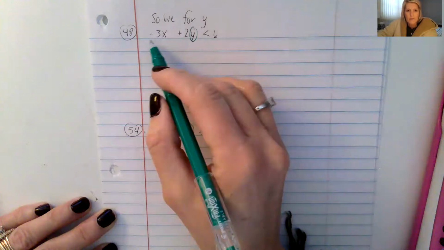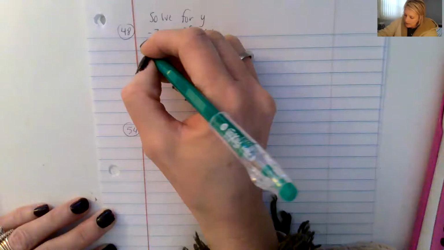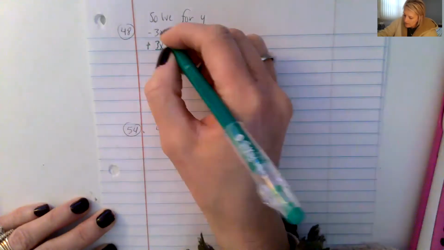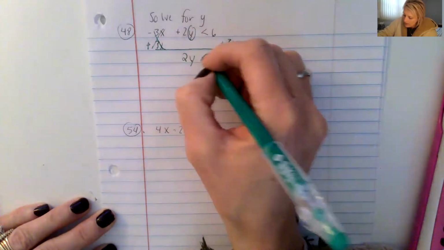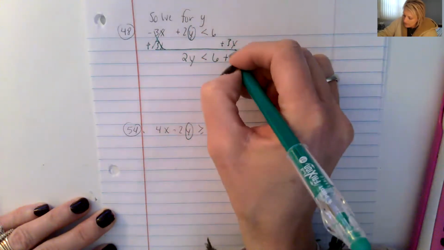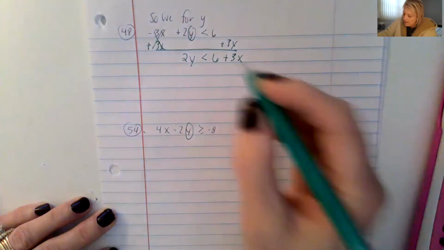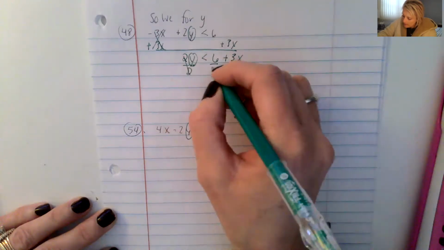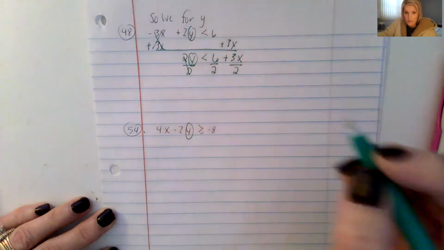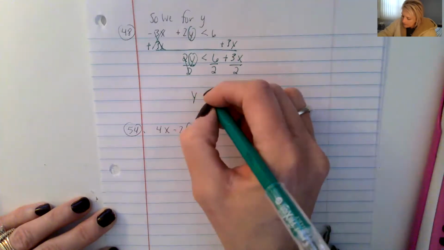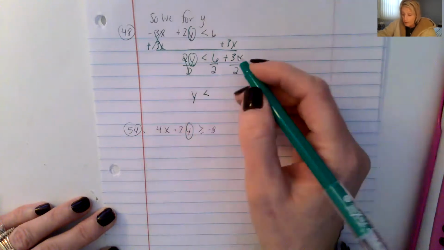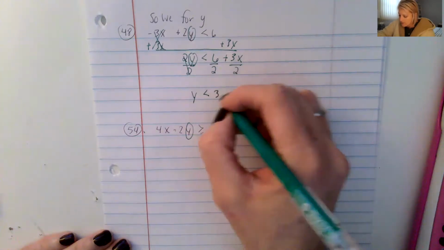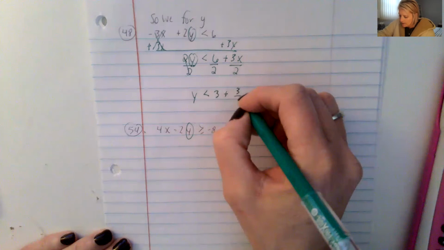So that means we need to get the 3x to the other side. So we're going to add the 3x. So we have 2y less than 6 plus 3x. And then we get to divide by 2 to solve for y. And that means every term divides by 2. So y is less than, we divided by a positive, so we don't have to change our inequality symbol. So y is less than 6 divided by 2 is 3 plus 3 halves x.